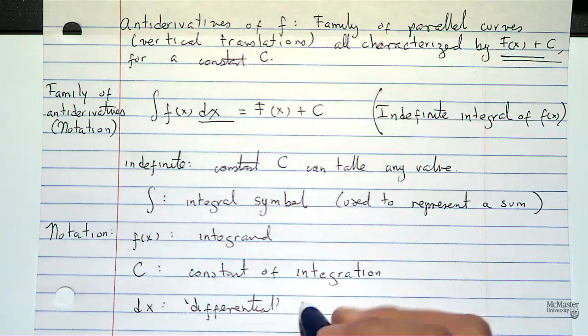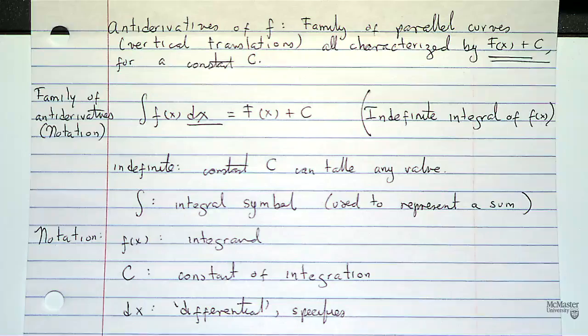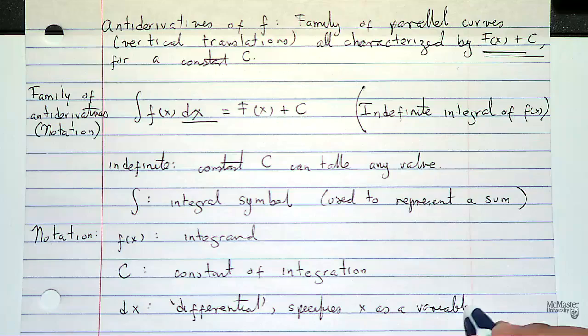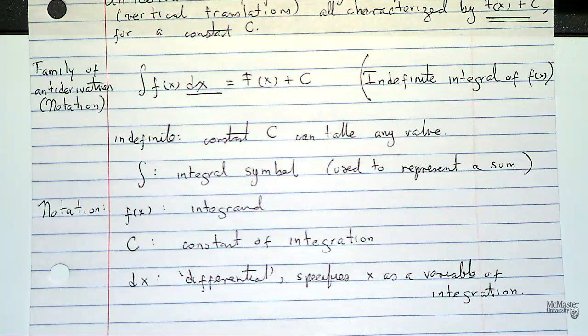And it's important because it specifies x as a variable of integration, meaning that you are integrating with respect to the x variable. So what you're looking for is a function such that its derivative is equal to little f, where f is a function of x. You might not see it as a big issue now, but when you have several functions defined, such as u and v, where u depends on x, it might be good to keep track of what the function is for, okay? So this is just notation.